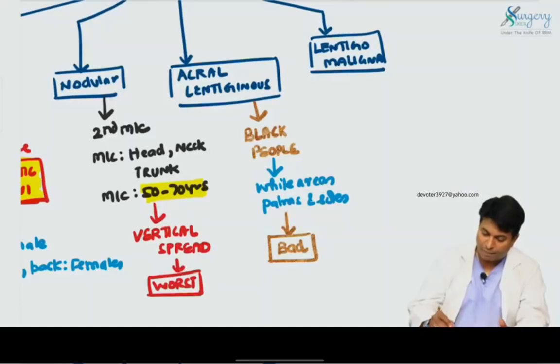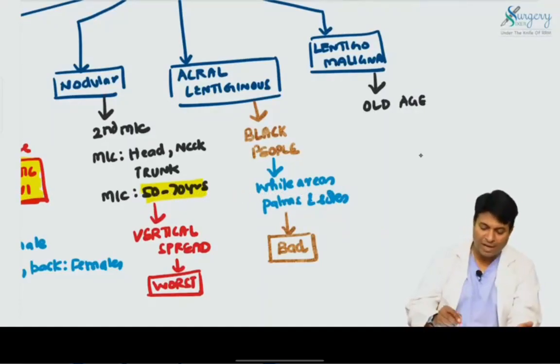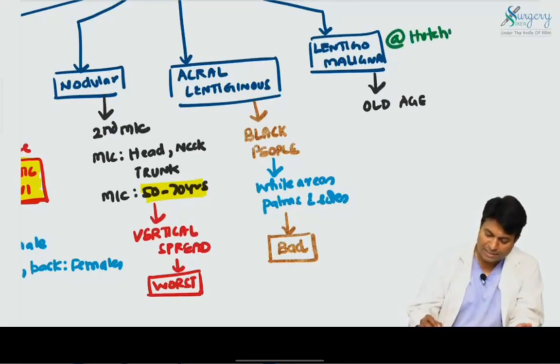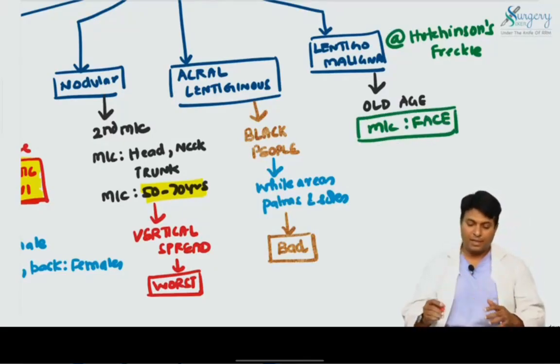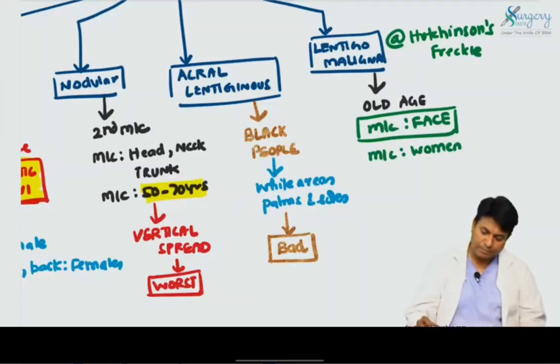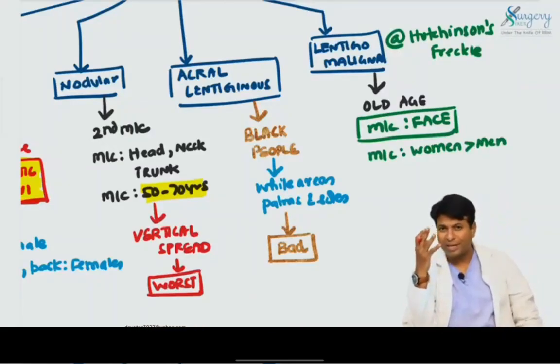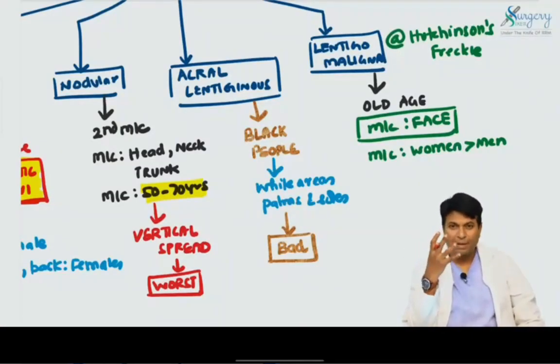Lentigo maligna melanoma is also seen in old age. It was previously known as Hutchinson's freckle. That is the old name of this. It is most common on the face. Please don't forget, lentigo maligna melanoma is common on the face. It is most common in women than men. So remember, lentigo maligna melanoma is common in old grandmas, and they have a typical Hutchinson freckle appearance.